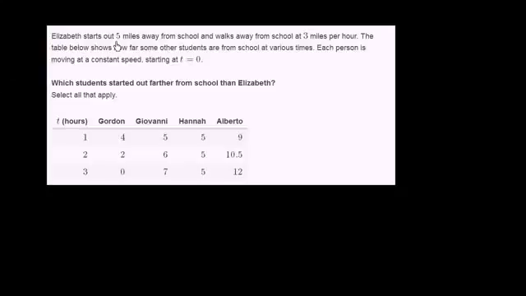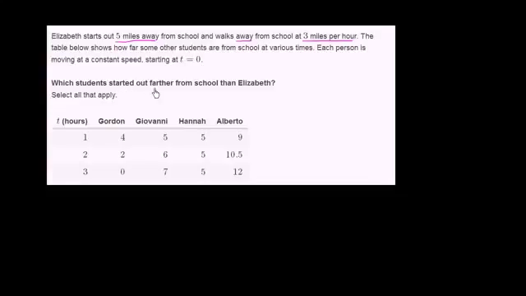Elizabeth starts out 5 miles away from school and walks away from school at 3 miles per hour. So she's already 5 miles away and she's going to walk even further away at 3 miles per hour. The table below shows how far some other students are from school at various times. Each person is moving at a constant speed, starting at time equals 0.